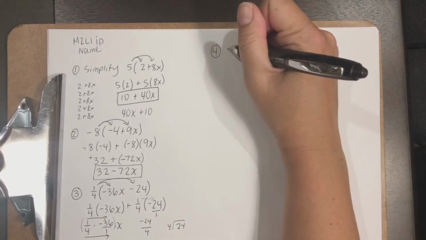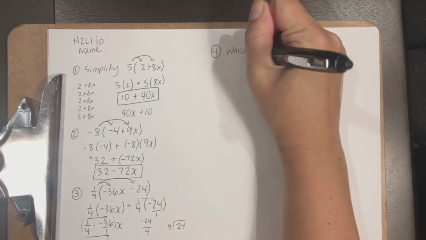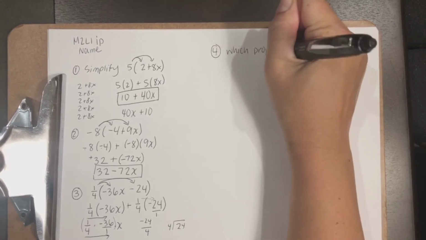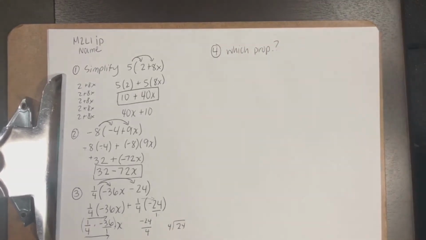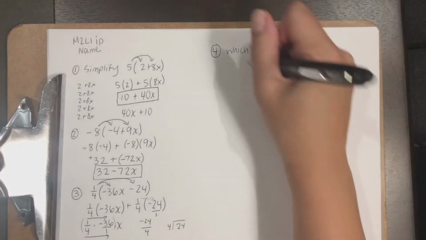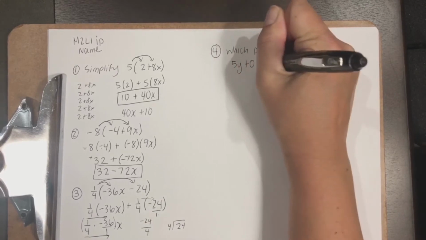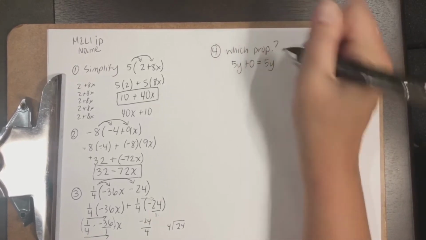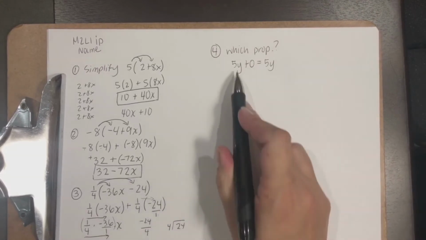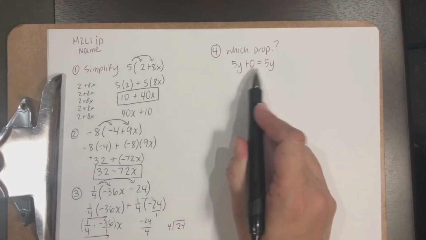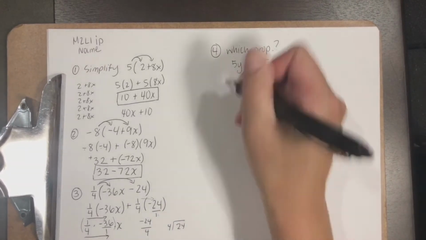Which property is shown below? So we'll say, which prop. You know I'm a fan of abbreviations. And it shows 5y plus 0 equals 5y. So what we have here is a number plus 0 equals itself.